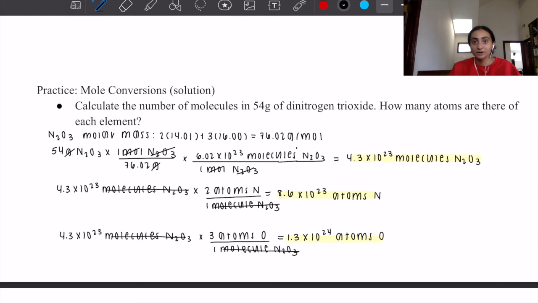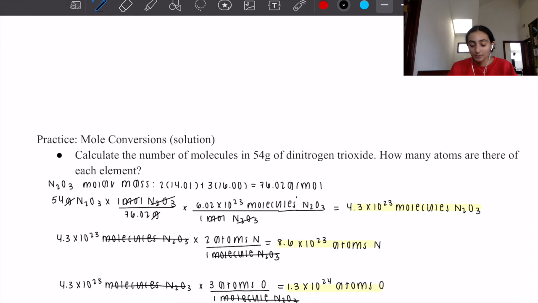So again, like I said earlier, it's all about canceling out. That is the main idea with conversions. You just want the units to make sense and cross out so you can get the unit that you are looking for. So always make sure you're putting the correct things on the numerator or the denominator in order to make sure you get the right answer. And that concludes this video.